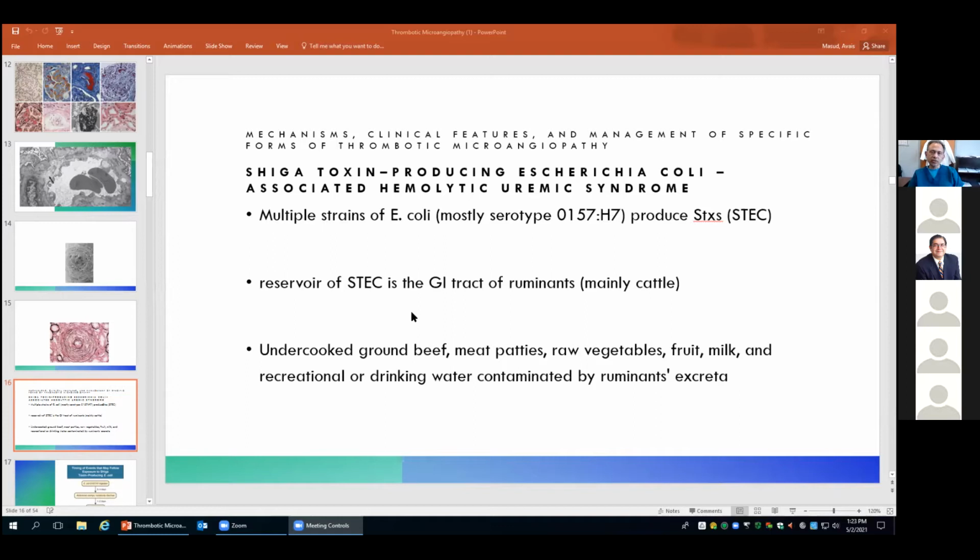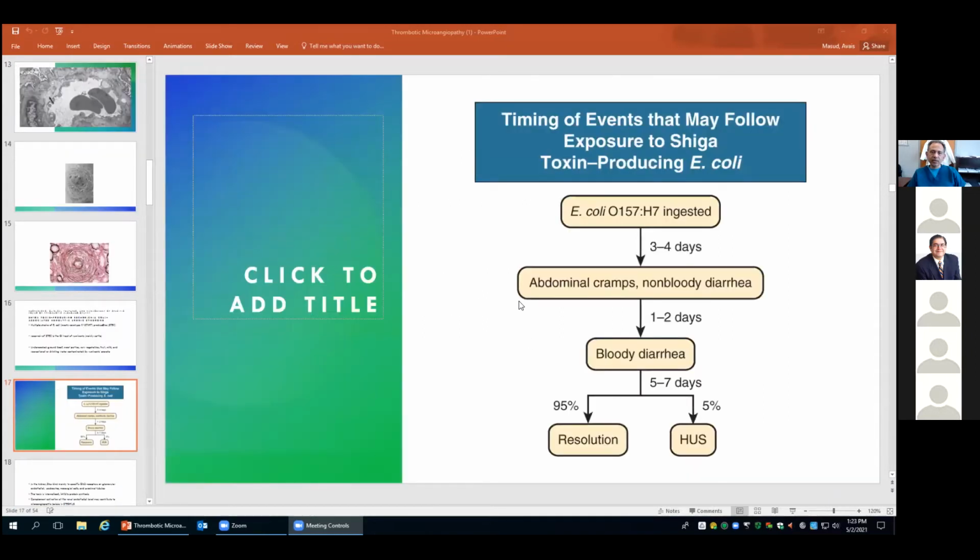The GI tract of ruminants, mainly cattle, is the reservoir for Shiga toxin. The cattle don't get infected, but they can pass the toxins to human beings through food. It can pass through beef, unwashed vegetables or fruit, and milk. After ingestion, in 3-4 days, there are abdominal cramps and non-bloody diarrhea, or sometimes bloody diarrhea, which happens a couple of days later. About 95% of the infected people improve, but 5% develop HUS.